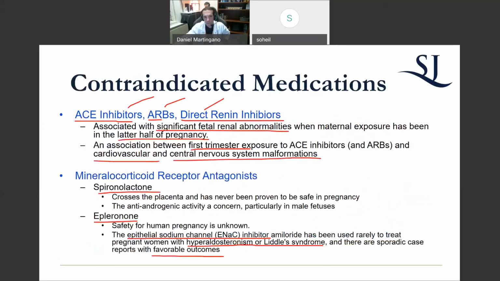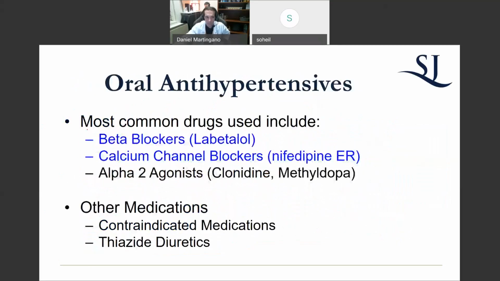Really, for your oral antihypertensives, remember your beta blocker, remember your calcium channel blockers. Remember labetalol, remember nifedipine, extended release. Generally, when you're in your clinical modules here, this is the medicine that is encouraged for all the reasons I just mentioned.